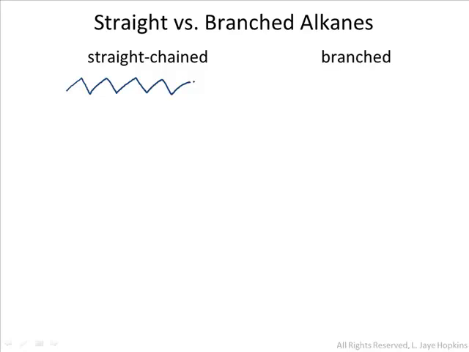Branched alkanes, on the other hand, don't have just a zigzag shape because at some point each one of these carbons could be connected to several other carbons. There might be one branch. That branch might have one or more carbons, or there might be other branches. It just depends on the individual molecule.